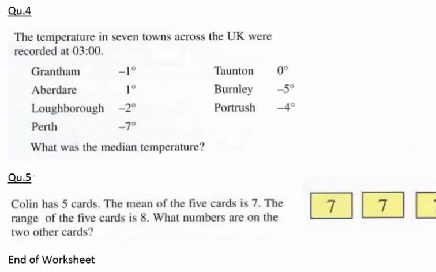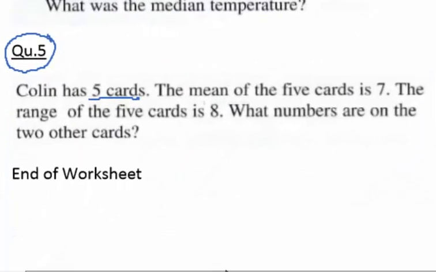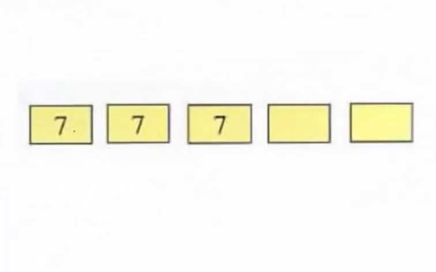That just leaves us with question 5. Colin has 5 cards. Okay, let's have a look at those cards for a minute. He's got 7, 7, 7, plus some unknown and some unknown here. But we're given some facts about the cards, and we've got to work out what the unknown is. So let's have a look at that.